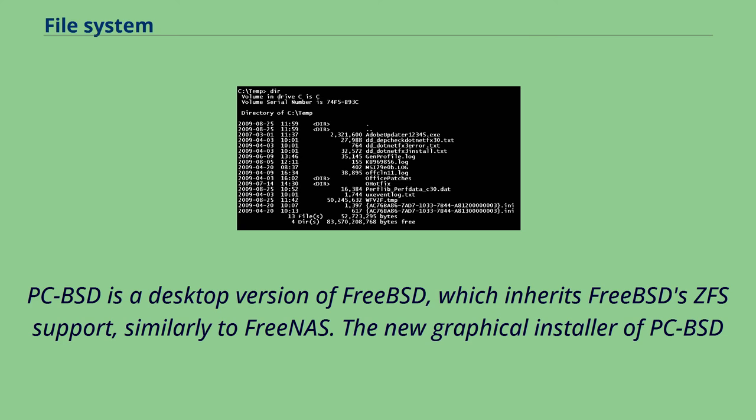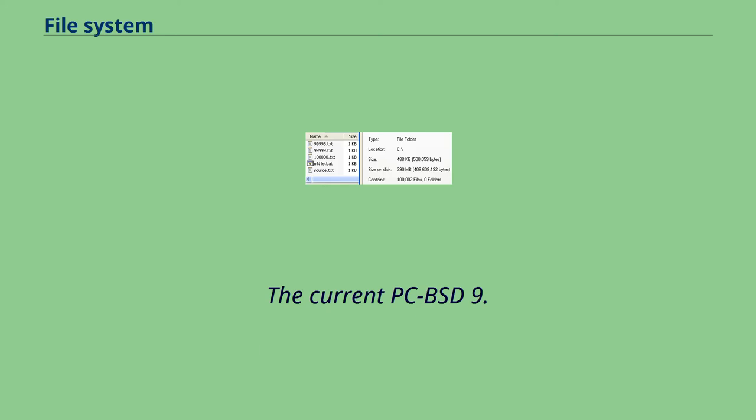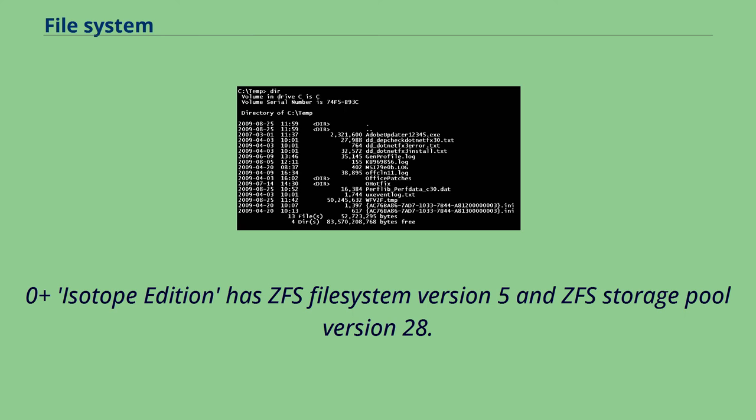PC-BSD is a desktop version of FreeBSD, which inherits FreeBSD's ZFS support, similarly to FreeNAS. The new graphical installer of PC-BSD can handle ZFS and RAID-Z pool installs and disk encryption using GELI right from the start in an easy, convenient way. The current PC-BSD 9.0 Isotope Edition has ZFS file system version 5 and ZFS storage pool version 28.